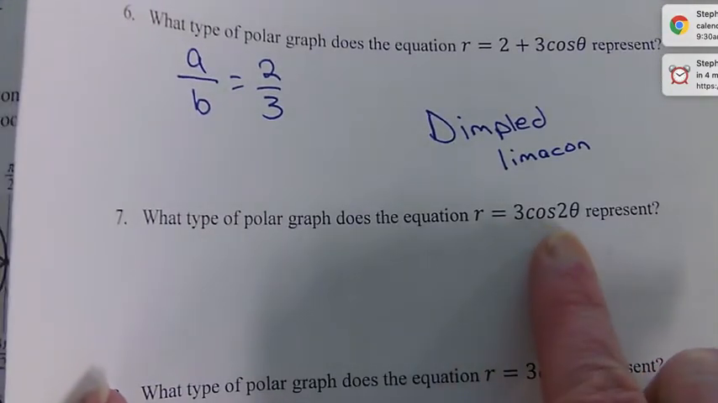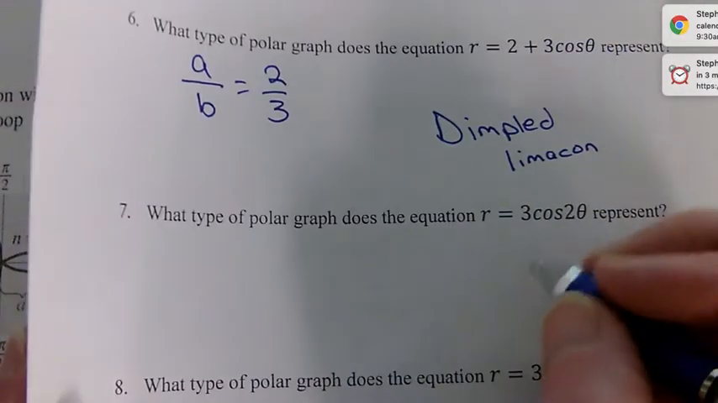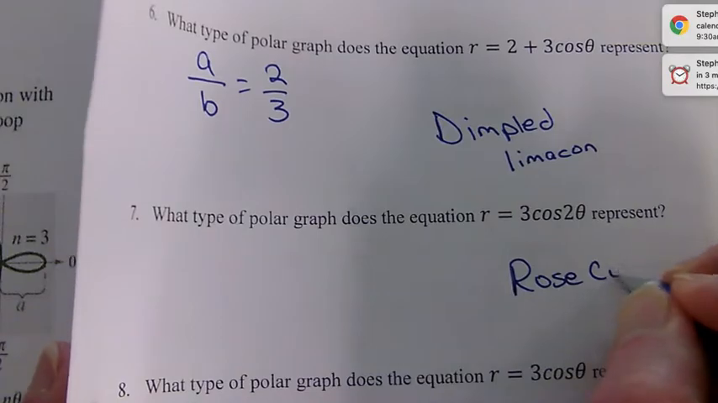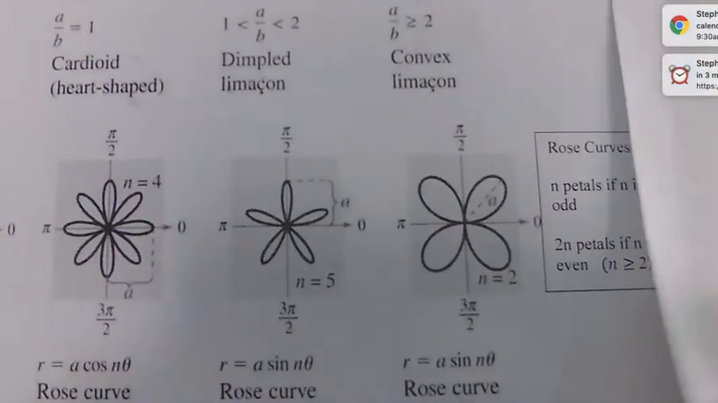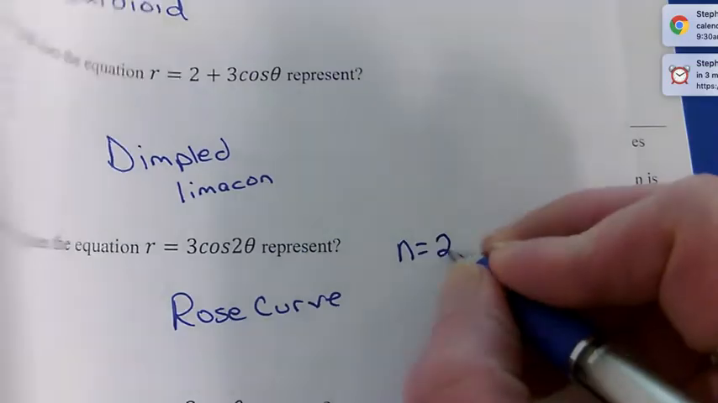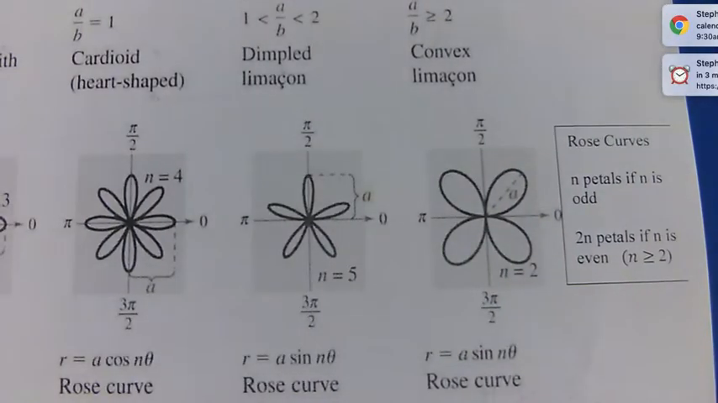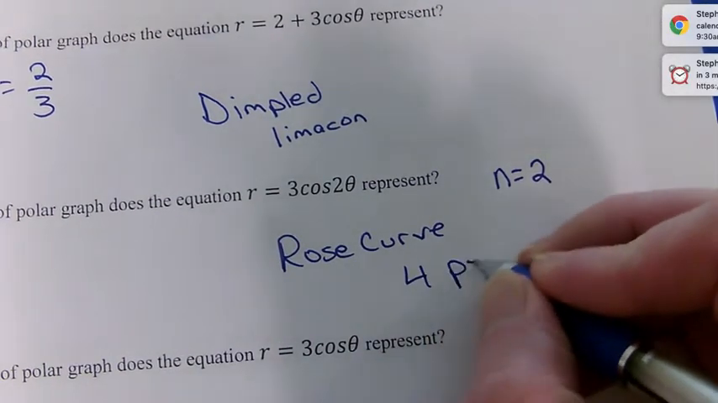Okay, R equals 3 cosine 2 theta. That looks like it's going to be a rose curve. And I want to know how many petals it has. The number in front of theta is what tells me how many petals it has. So N is 2. N is even. So the petals are 2 times that N. So it's 4 petals.